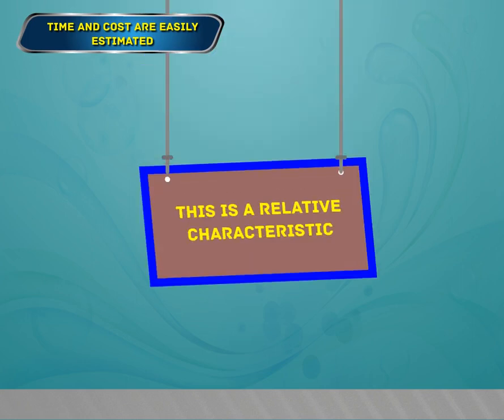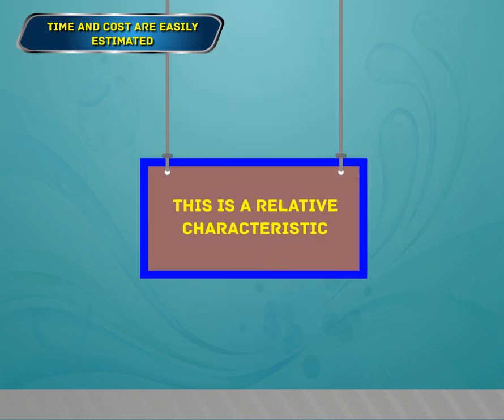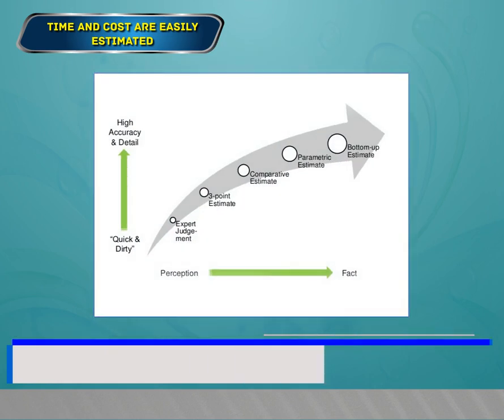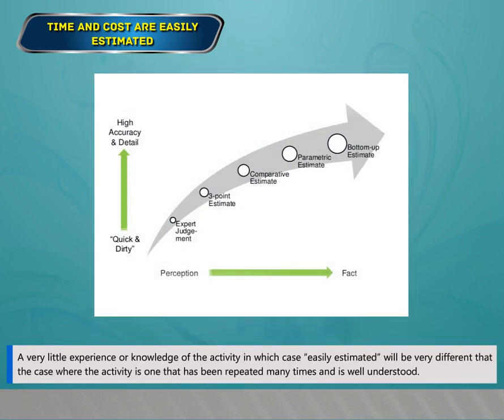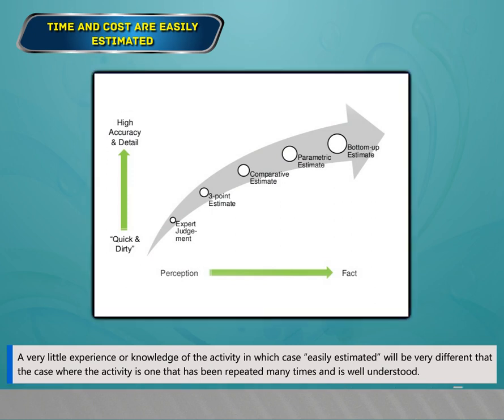Time and cost are easily estimated. This is a relative characteristic. "Easily estimated" for an activity with very little experience or knowledge will be very different than for an activity that has been repeated many times and is well understood.